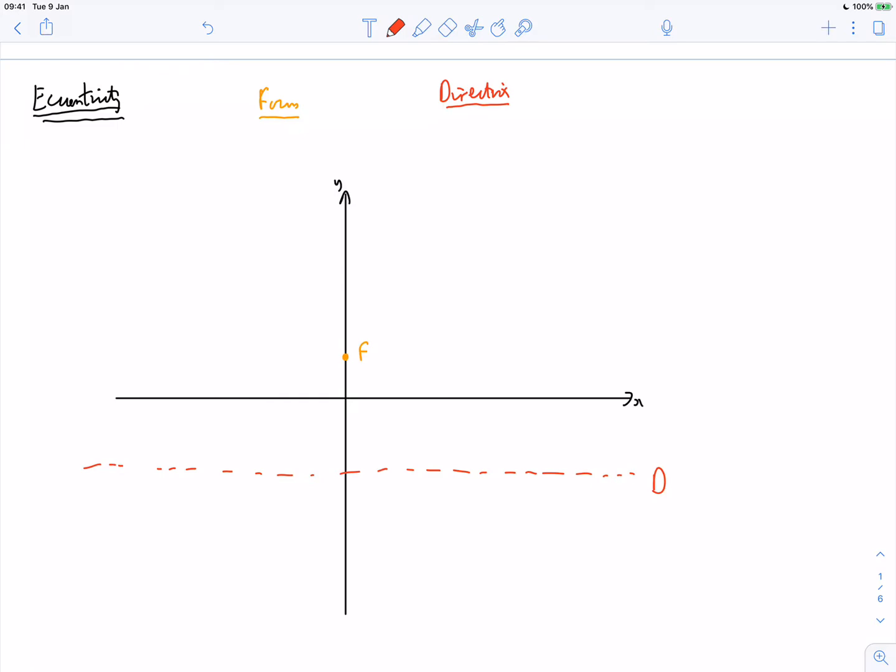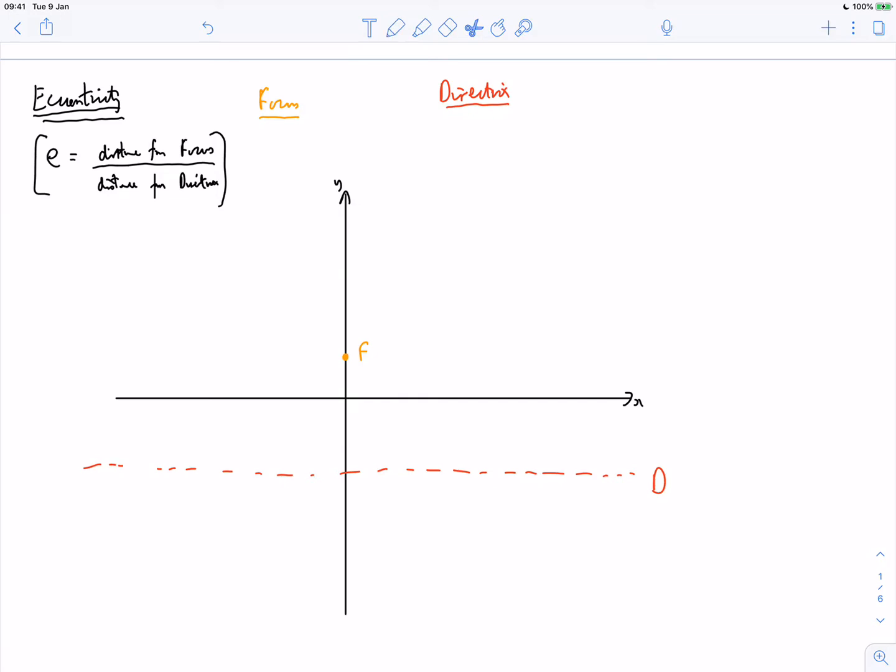Okay, now let's suppose that E is the ratio of the distance from the focus over the distance from the directrix. Okay, so I think that's the right way around. We'll soon find out.